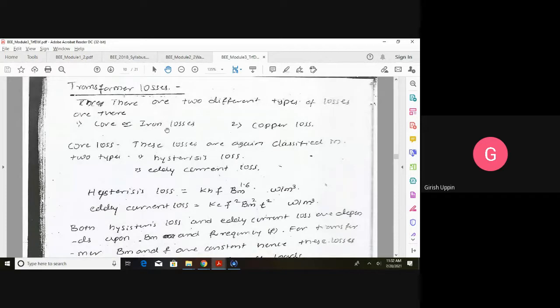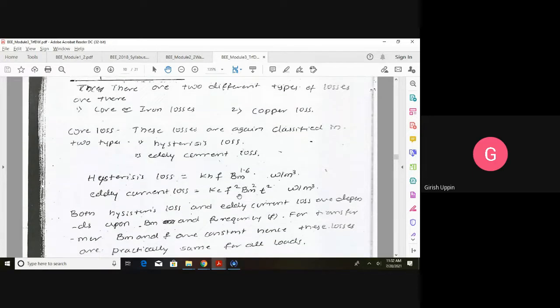Now you can say transformer losses. There are two types of losses in the transformer. One is called the core loss or the iron loss. The second one is the copper loss. The core loss or the iron loss is further divided into hysteresis loss and the eddy current loss. And hysteresis loss is given by KH f Bm raised to 1.6. So KH is a constant, f is the supply frequency, Bm is the maximum flux density.